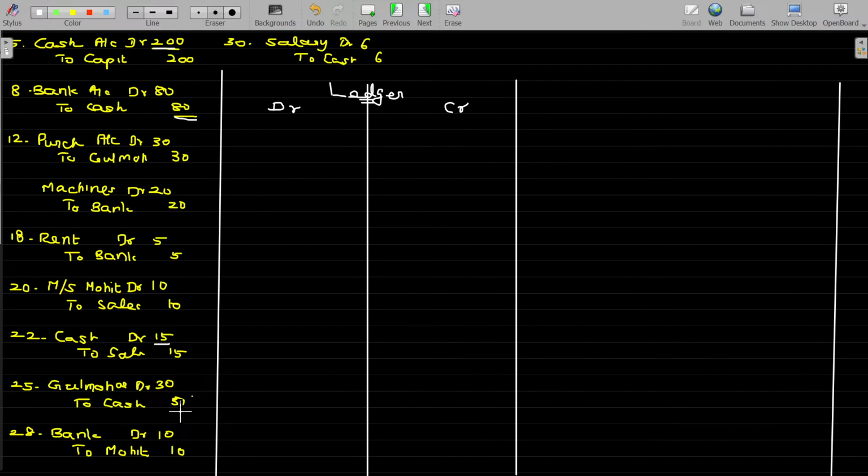Again, on the 25th, 30 is subtracted. 105. Again, you have to subtract another 6. So 99 will be the closing value. See, 99 is the closing value. How much cash do you have? 99. Rather than finding it this way, there's a systematic approach.